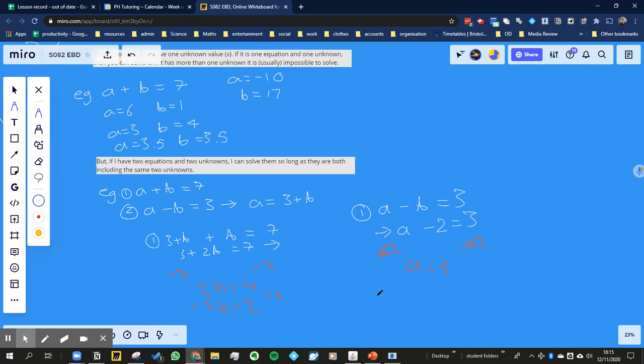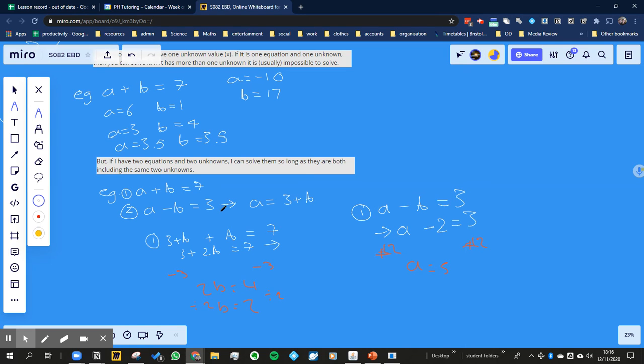What this means is that when we put these numbers back into here, they should work out. So let's just see if that's the case. Well, a plus b is equal to 7. 5 plus 2 is equal to 7. Yeah. Now what about a minus b is equal to 3? Well, a is 5, b is 2. So 5 minus 2 is equal to 3. Awesome. So we've solved our first simultaneous equation.